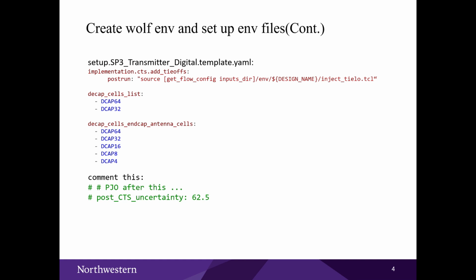The first thing is we need to add a command so that Makers can inject our tie-load.tcl file into the whole flow. The post run means that after the implementation.cts.add-tie-offs step, the flow tool will run the inject tie-load.tcl file.